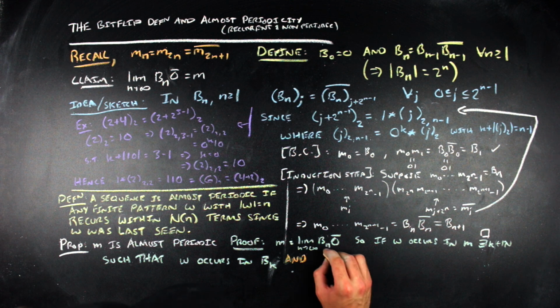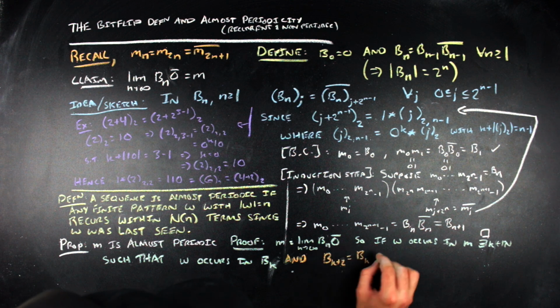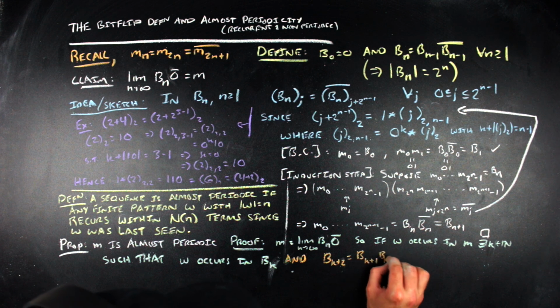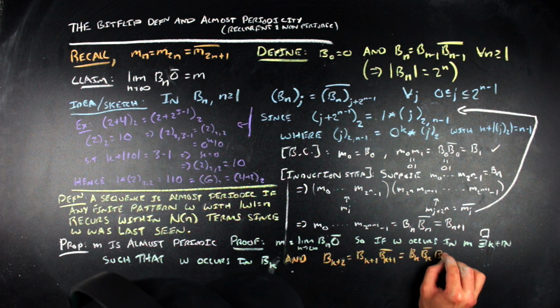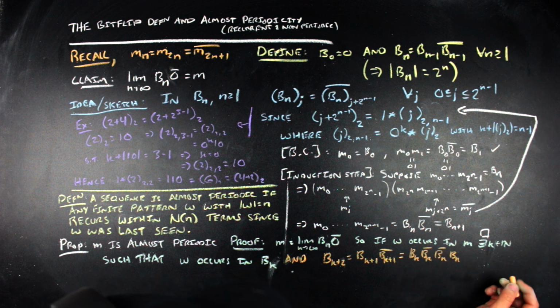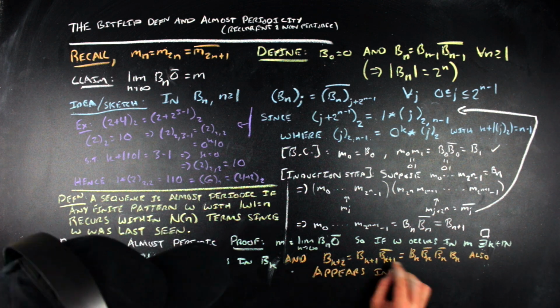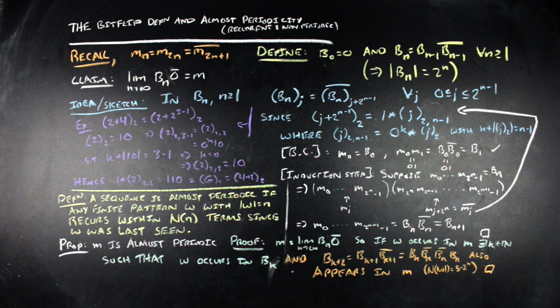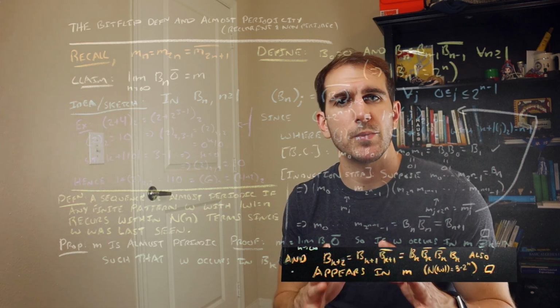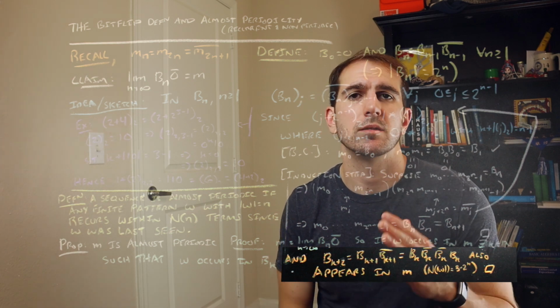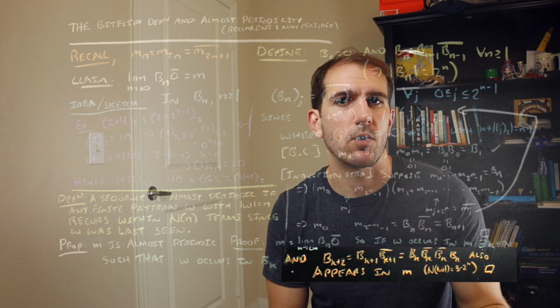And then expanding that b sub k plus 2 according to its recurrence definition, what you end up with is b sub k, b sub k conjugate, b sub k conjugate, b sub k. And so since w appeared in b sub k, w reappears within 3 times 2 to the kth positions of when it last appeared, because each of those b sub k and b sub k conjugates has length 2 to the kth power.